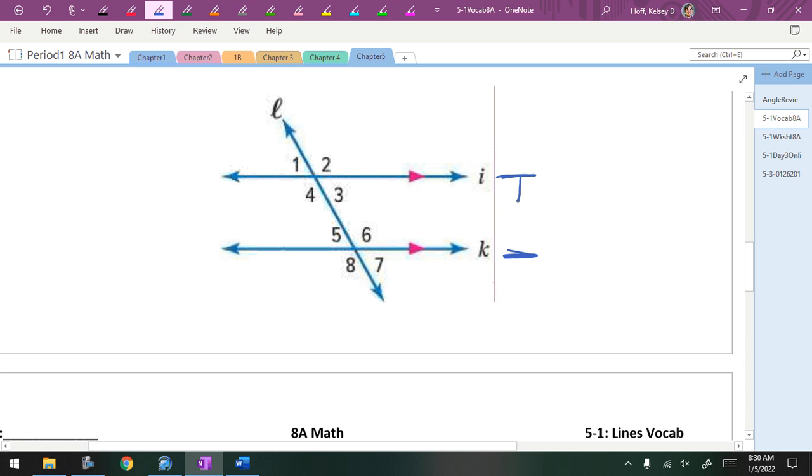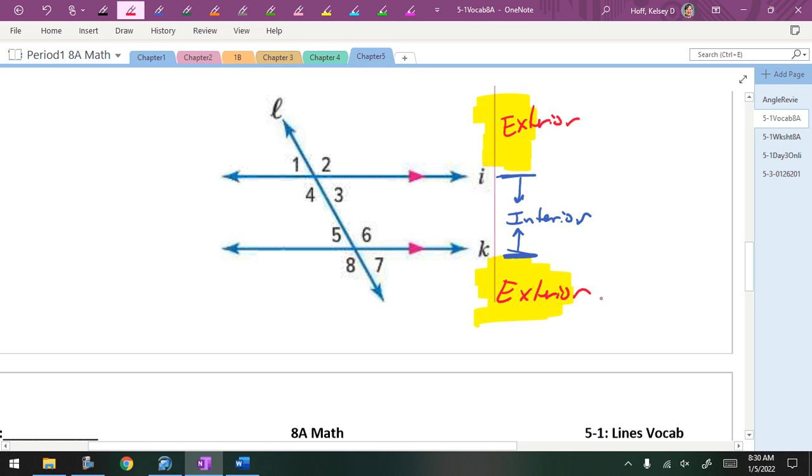Interior angles have to be inside the lines. So what number angles are interior in this diagram? 4, 3, 5, and 6. Very good. Exterior angles happen outside. So what angles are exterior? 1, 2, 8. Very good. 1, 2, 8, and 7.